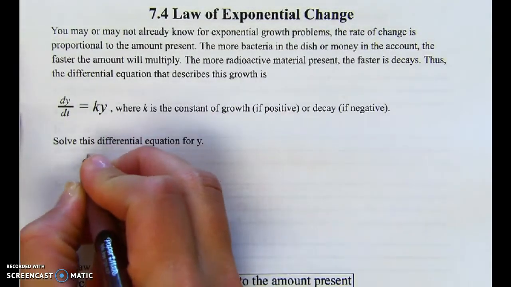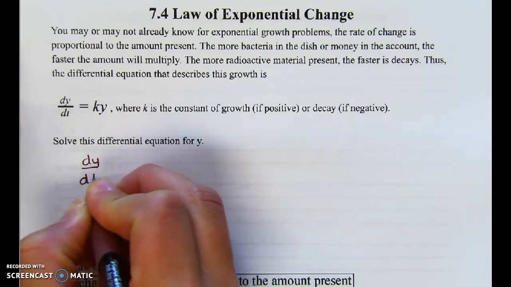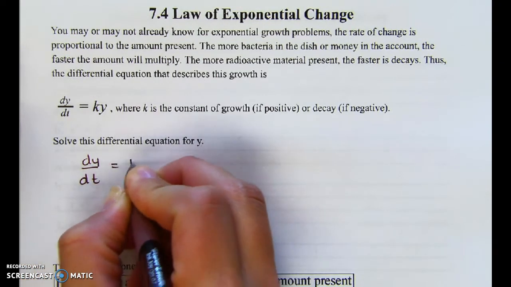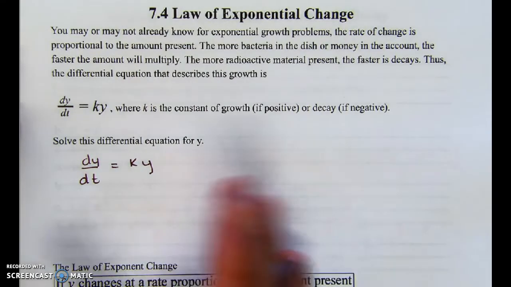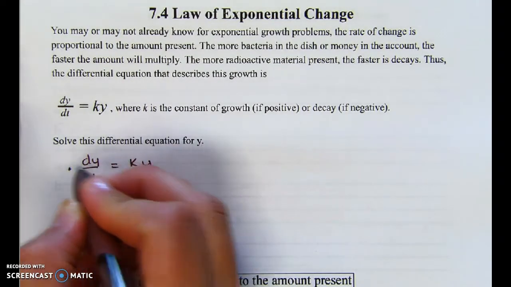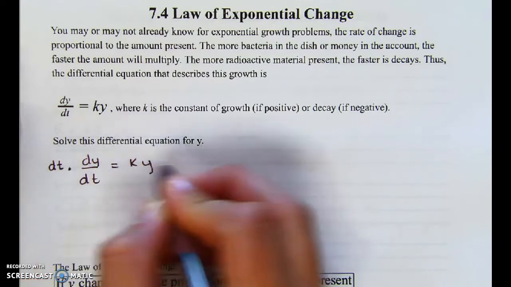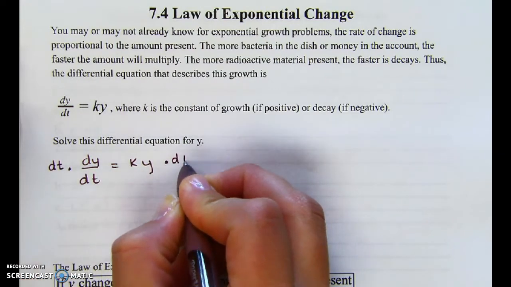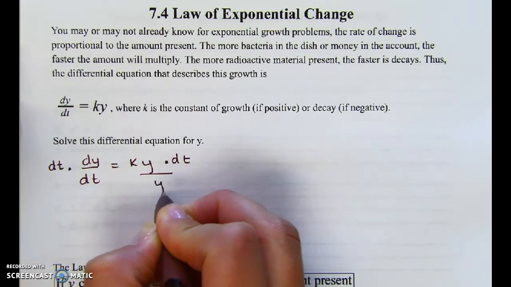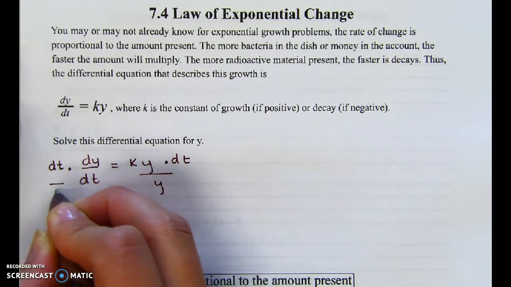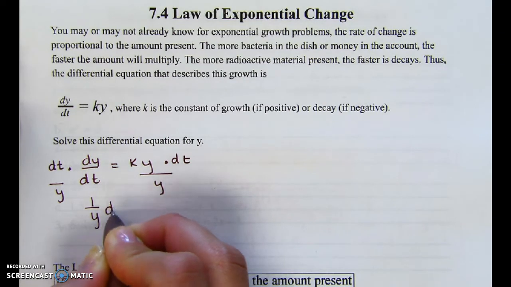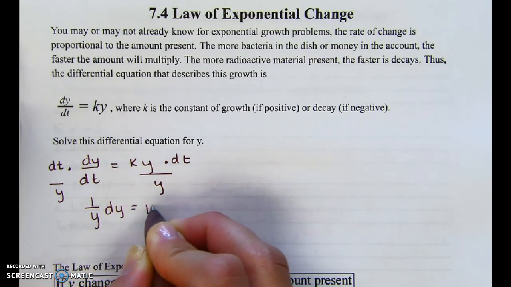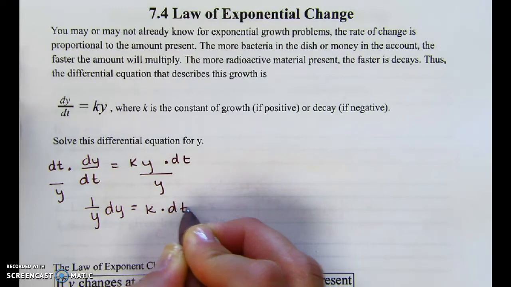So we're going to start with dy over dt. Now we have dt instead of x because it's with respect to time. And the first step is to separate the variables. So we're going to do that by moving the dt to the right-hand side, and then we're going to divide by y over here. So it starts off kind of messy, but this is what it looks like: 1 over y dy equals k dt.